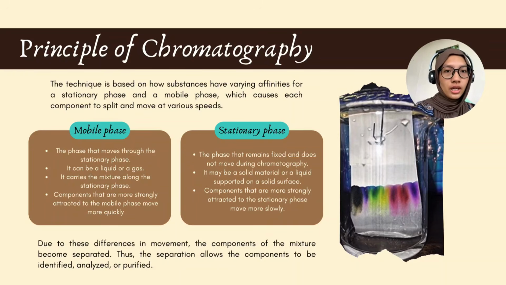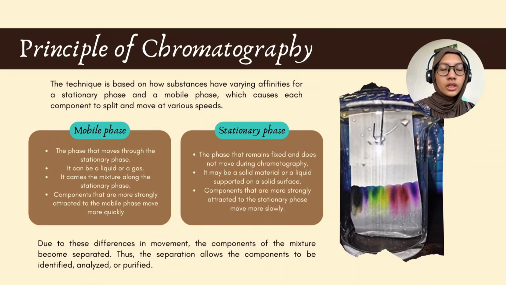The first phase is the mobile phase. Mobile phase is the phase that moves through the stationary phase. It can be a liquid or a gas, and it carries the mixture along the stationary phase. Usually, the components that are more strongly attracted to the mobile phase will move more quickly.